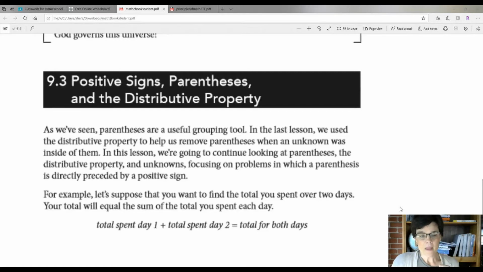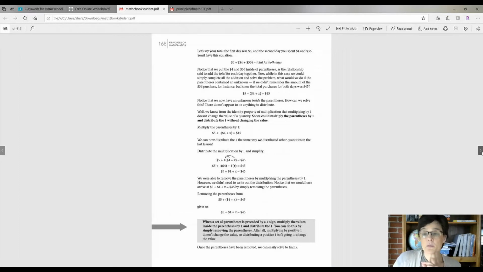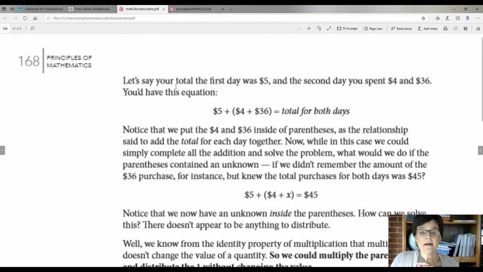So let's suppose that you wanted to find the total that you spent over 2 days' time. Your total will equal the sum of the total that you spent each day. Maybe total spent day 1 plus total spent day 2 equals total for both days. Simple enough. Look at the next page. Let's say your total the first day was $5 and the second day you spent $4.36. You'd have this equation, right?